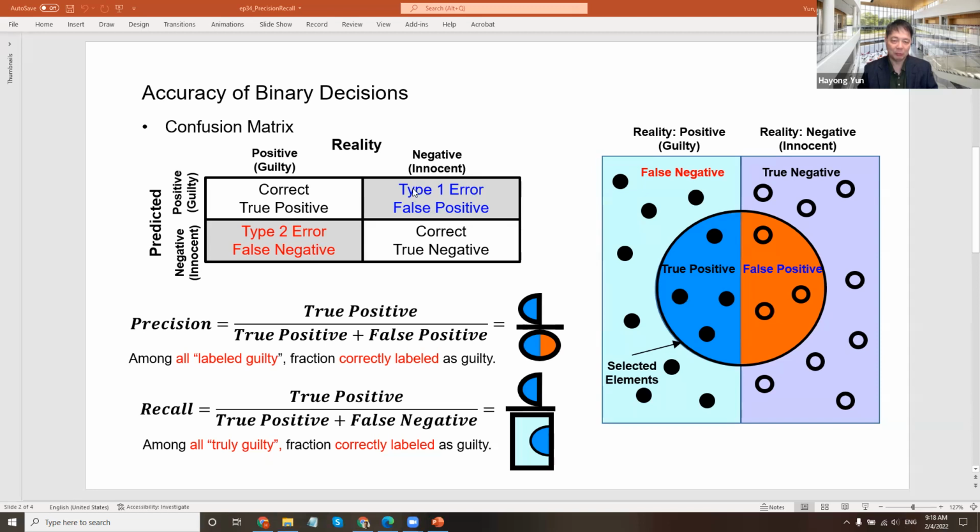The type 1 error is a more serious error in that you're accusing an innocent one. That's why we call it type 1 error.